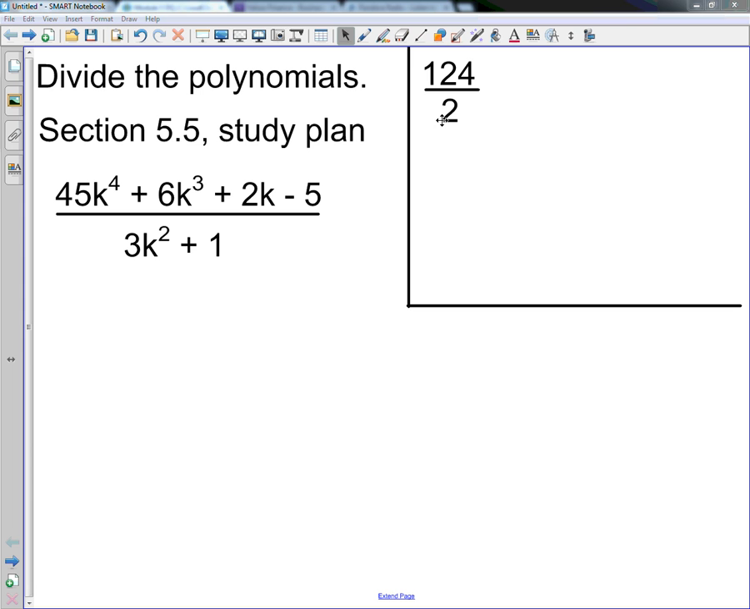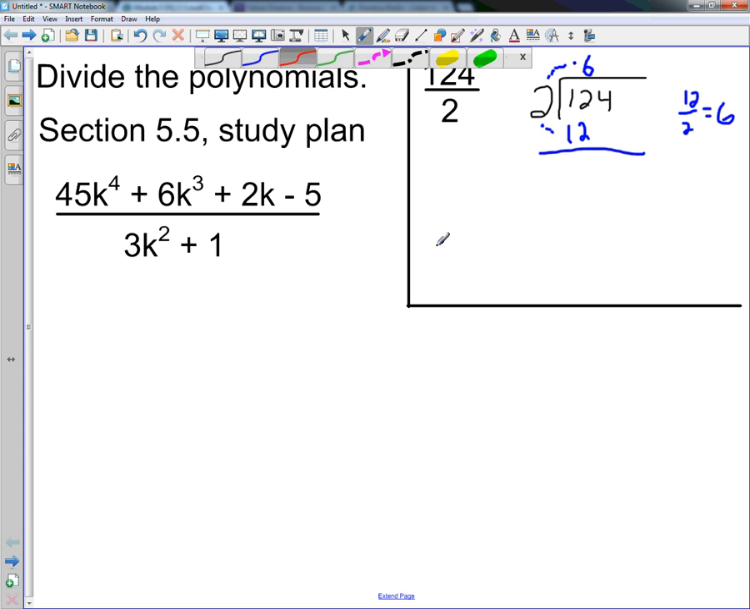So when we do this by hand, we're going to take the numerator, which is the 124, and put it inside, and the denominator goes out front. Now, the first thing we did was figure out, well, 2 doesn't go into 1, so we moved to the 12. So we went 12 divided by 2, that gives us 6. So a 6 goes up top. And then I took the 6 times the 2, and that gave me the 12.